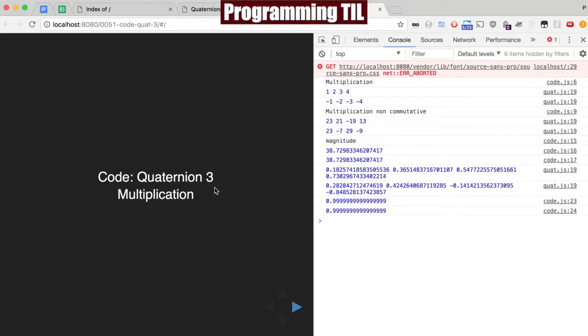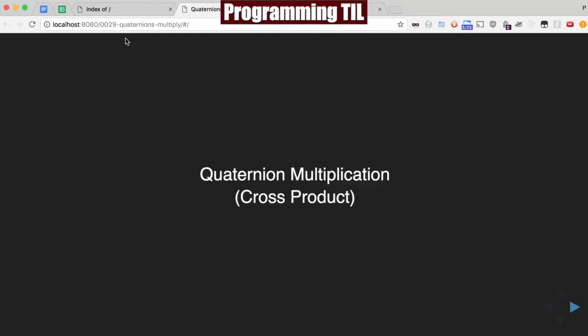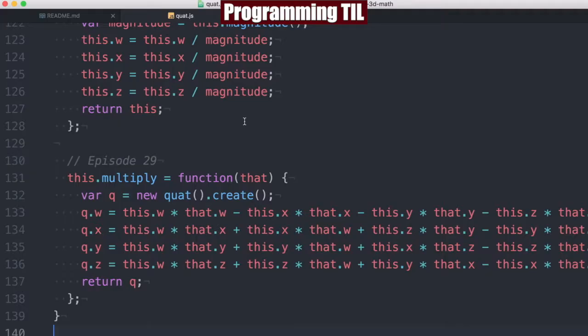This is going to be looking at quaternions, part 3. We're going to be looking at multiplication here. So this is the code from the math behind episode 29. And so let's go ahead and jump right in.